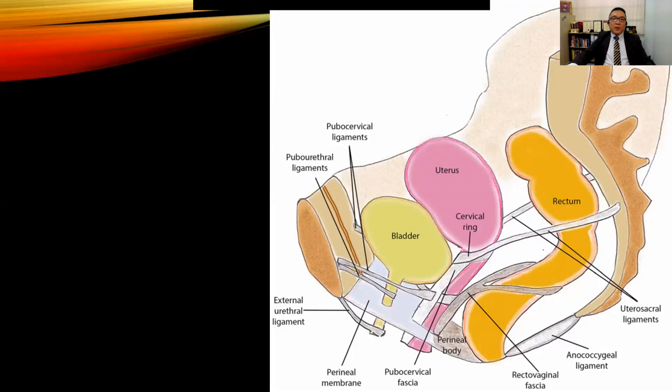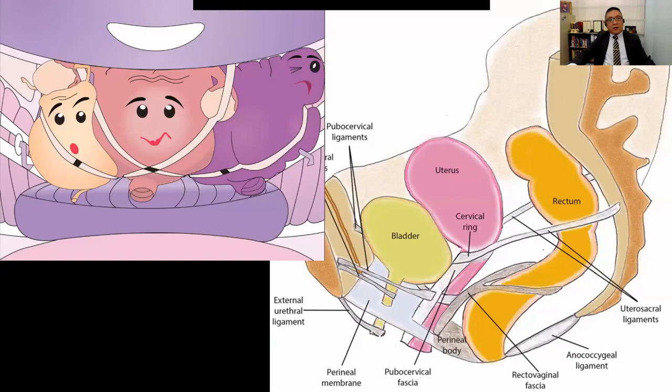The analogy of this pelvic floor muscle and the ligaments is as if three persons are sitting on the seat at the back of the car, where the cushion is the levator ani muscles and the seat belts are the ligaments that surround it. At any point that either the seat belts or the cushion is torn, it will cause prolapse. And when the organs prolapse, it will cause functional problems to the organ itself or to the surrounding adjacent organs.